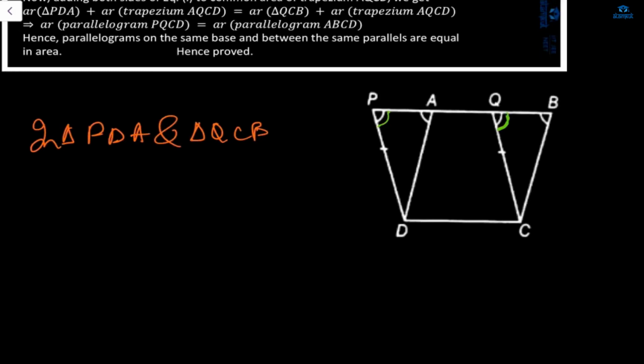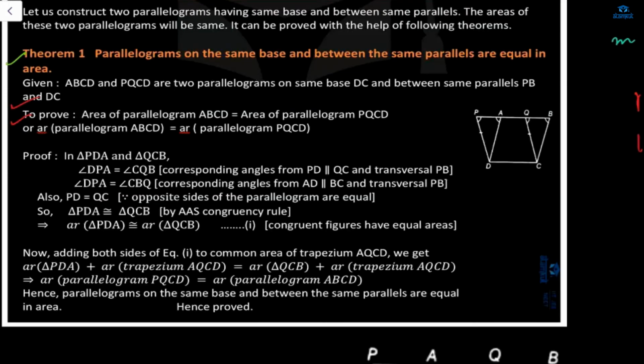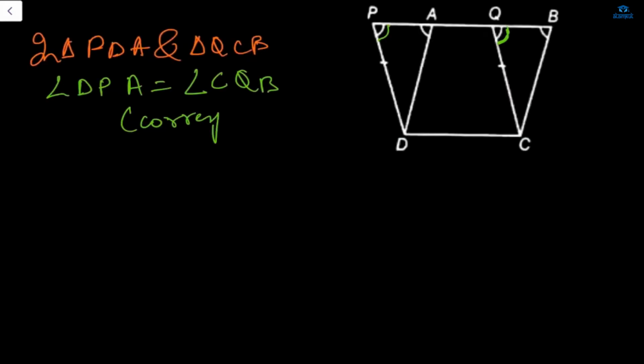PD is parallel to QC because it is part of the parallelogram, and opposite sides of a parallelogram are parallel and equal. So PD is parallel to QC and PB is a transversal. So they are co-interior angles. So angle DPA is equal to angle CQB. Sorry, Advika, do you want to say something? Yeah, corresponding angles.